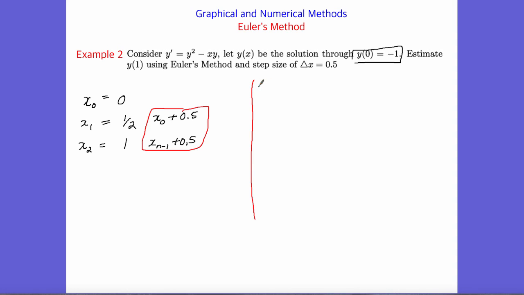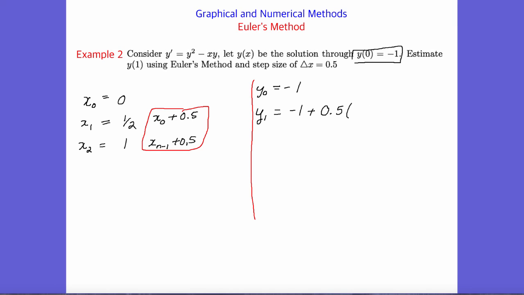So y sub 0, the initial condition, is -1. Okay, so let's use our formula now. So you're going to have the next term, which is y sub 1, and that's going to be equal to -1 plus your 0.5, your change in x, times f of x, y, which now you have to plug both x and y in. So if we're looking for y sub 1, we have to use x sub 0 and y sub 0.